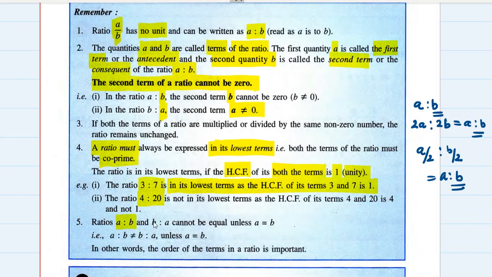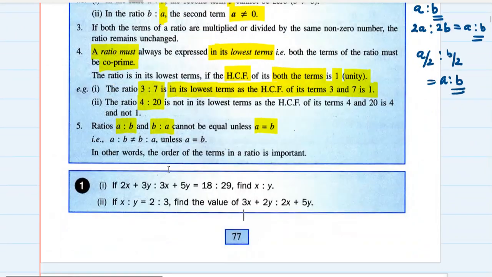Ratios A is to B and B is to A cannot be equal unless A is equal to B. So A is to B and B is to A are basically reciprocal ratios of each other. But if A is equal to B, then you can write it as A is to B equals B is to A. In other words, the order of the terms in the ratio is important.